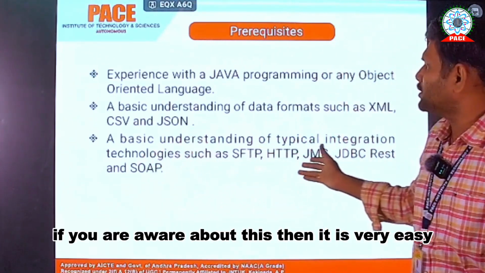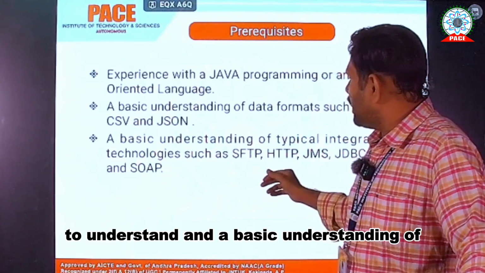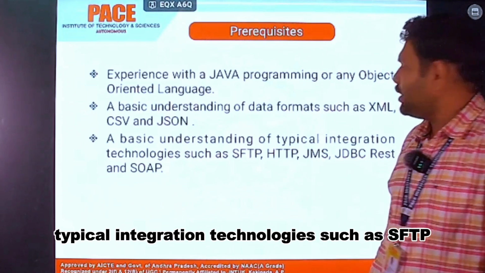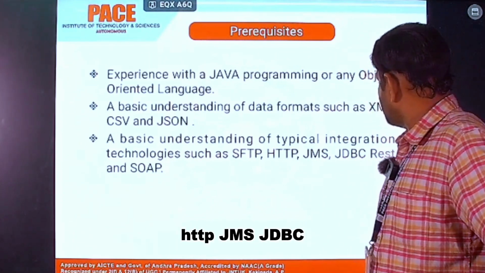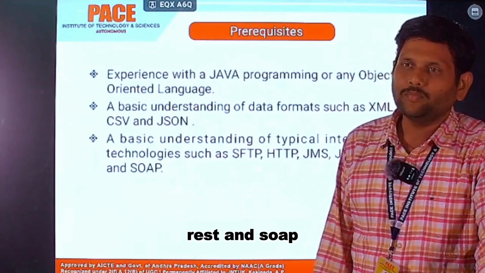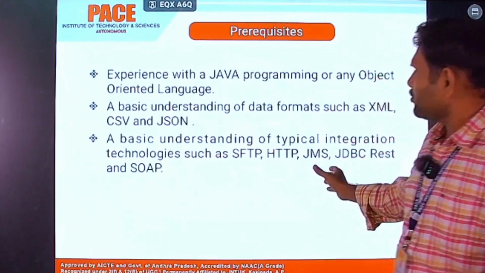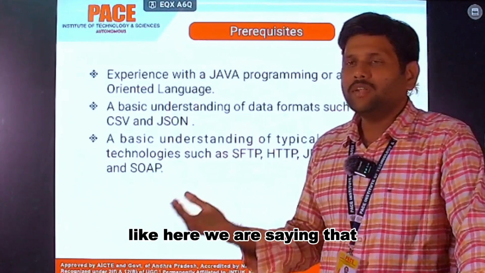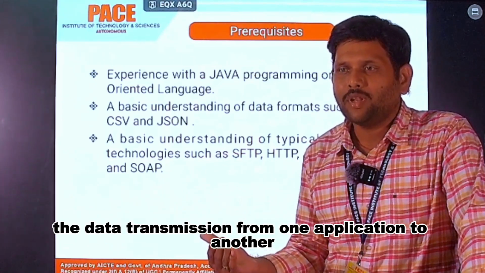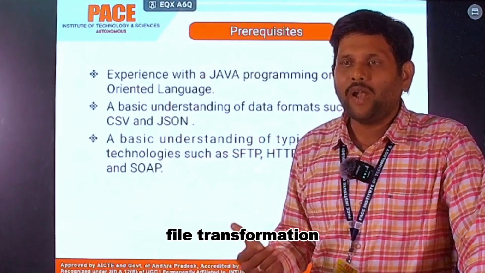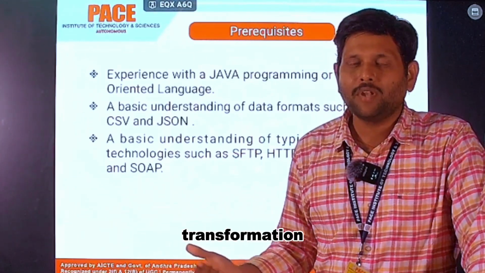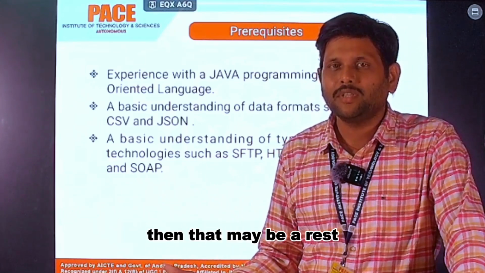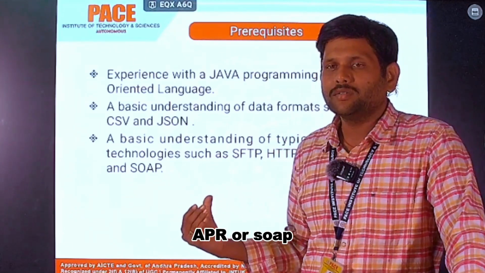If you are aware of this, then it is very easy to understand, and a basic understanding of typical integration technologies such as SFTP, HTTP, JMS, JDBC, REST and SOAP. Here we can see that these are the integration technologies. SFTP is for data transmission from one application to another application as a file transfer. If that is a file transfer, then you can say it is SFTP. If it is a web service, then that may be a REST API or SOAP.